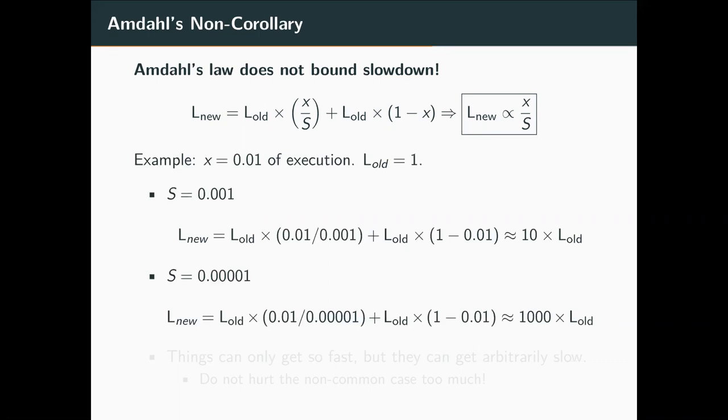So let's just say that x is 0.01 of our execution, and the latency of the old one we'll just say is one. If our speedup is very small, meaning that it's a very big slowdown, what we end up with is that the latency is 10x, which is bad. Bigger latency is very bad. And if our speedup is even smaller, meaning an even bigger slowdown, we get 1,000 times latency for our new thing.